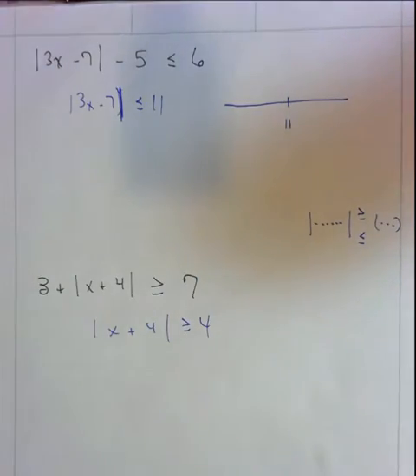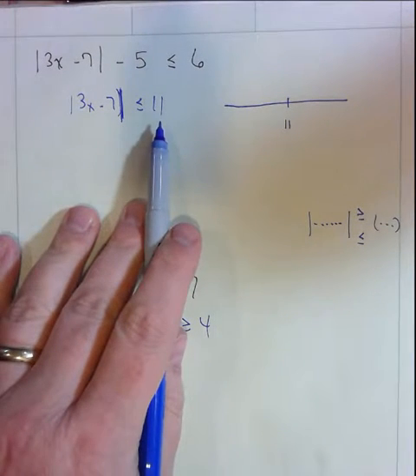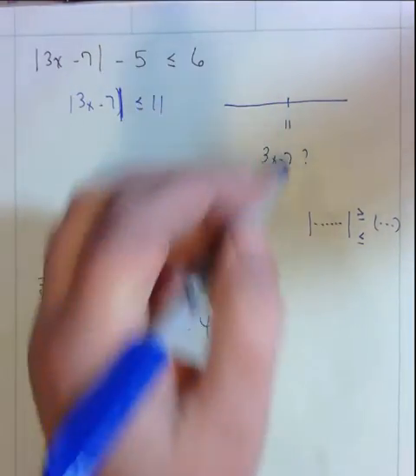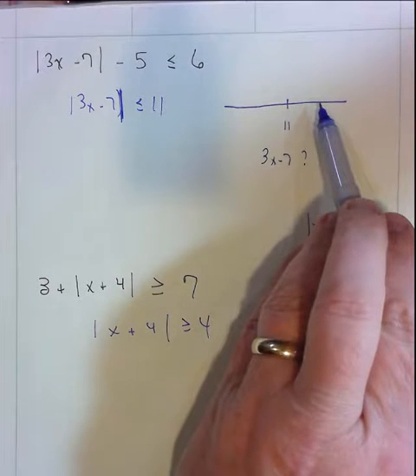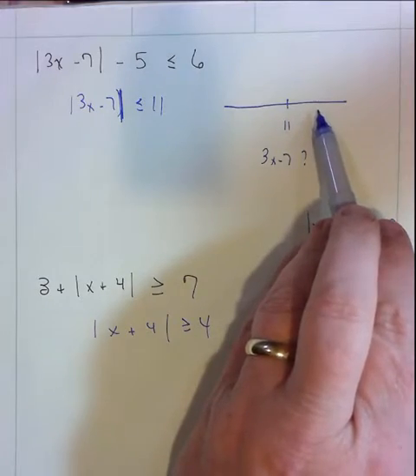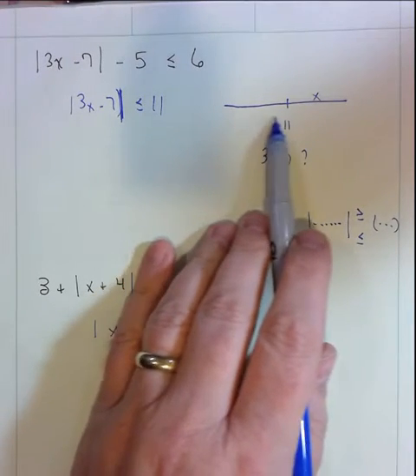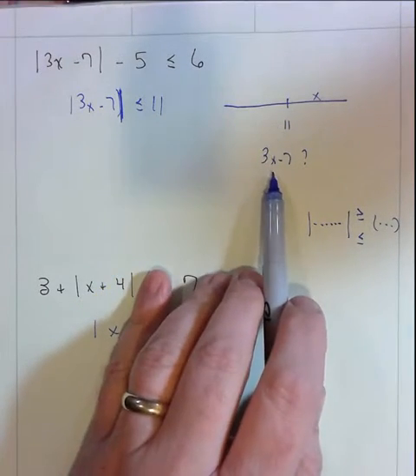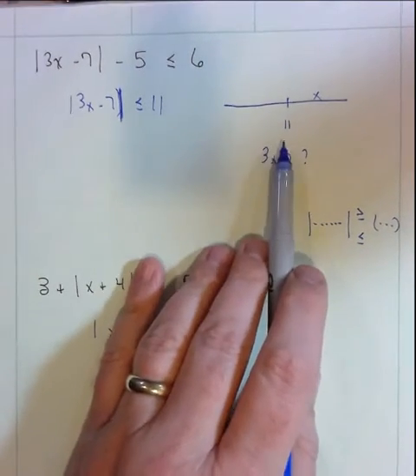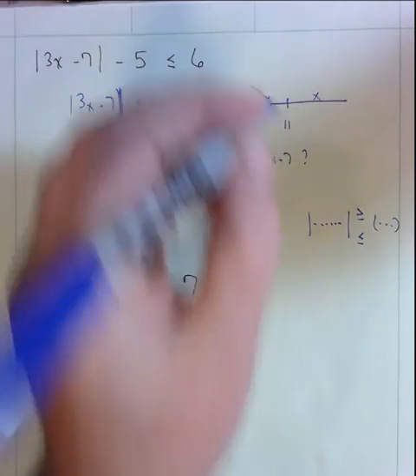I've drawn a number line and I've put 11 there. If the absolute value of 3x minus 7 is less than or equal to 11, can 3x minus 7 itself live on this part of the number line? Well, no, it can't, because if 3x minus 7 is greater than 11, then the absolute value of 3x minus 7 will be greater than 11, so we don't like that. Could 3x minus 7 live right here? Well, sure it could, because if 3x minus 7 was 8, well, that's less than 11, and the absolute value of 3x minus 7 would be less than 11, and so that's good.